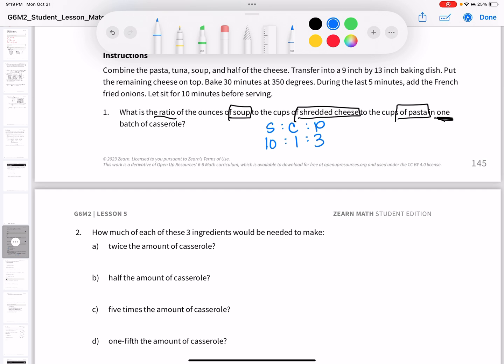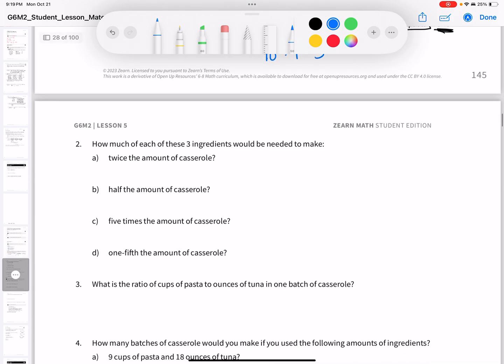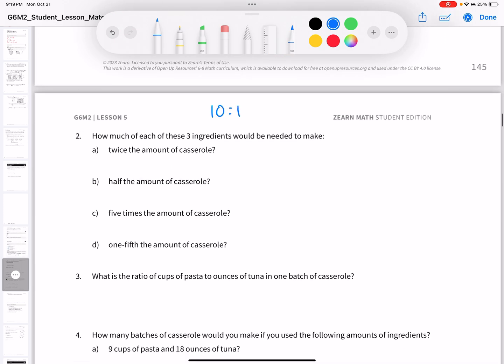2, how much of each of these 3 ingredients would be needed to make twice the amount of casserole? So if we were going to do twice the amount, and our ratio is 10 to 1 to 3, twice the amount means to multiply by 2. So I'm going to take each number in the ratio and multiply it by 2. So 10 times 2 is 20, 1 times 2 is 2, and 3 times 2 is 6. So that's how much we would need for each of the 3 ingredients.